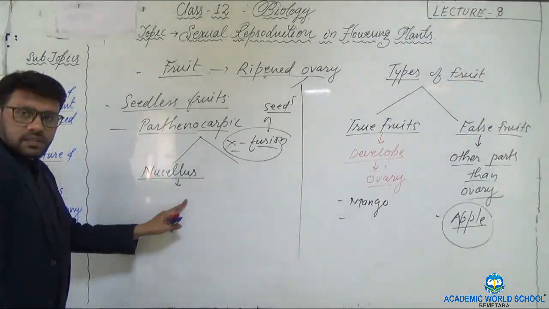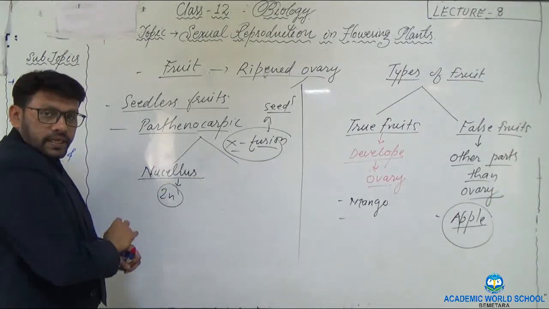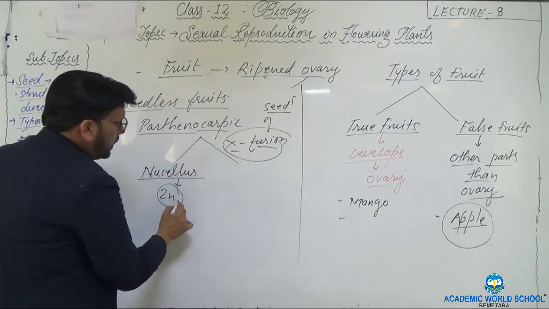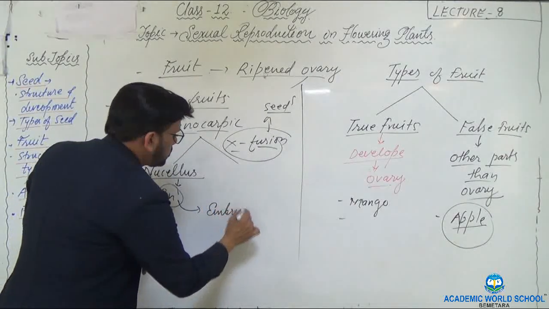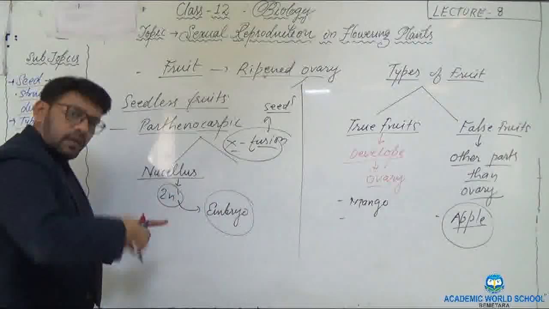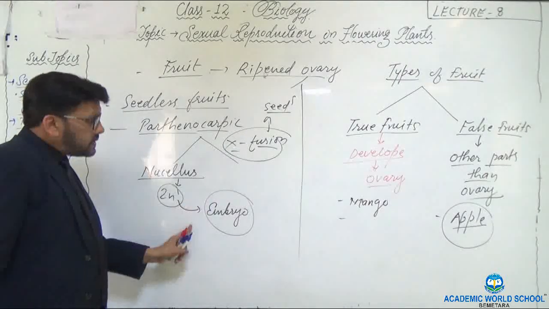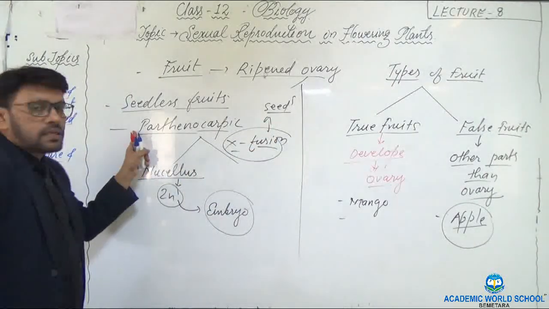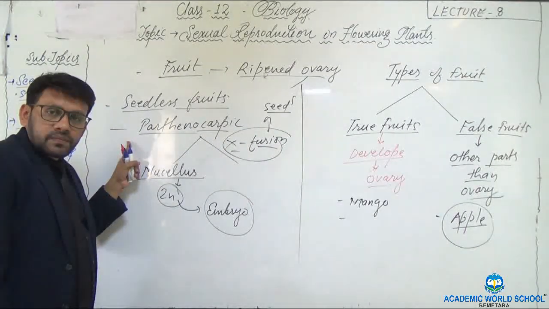The nucellus is diploid. Yes, the nucellar cells are diploid. So these nucellar cells start forming the embryo directly. These nucellar cells divide and form the embryo directly. So this doesn't involve fusion. As a result, they form these seedless fruits, so they are called parthenocarpic fruits.